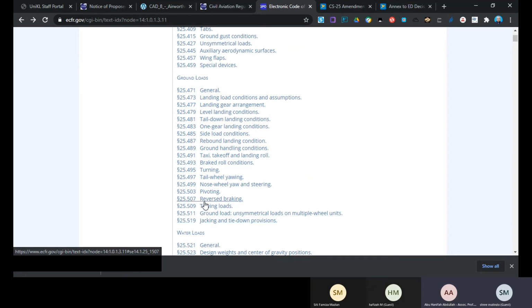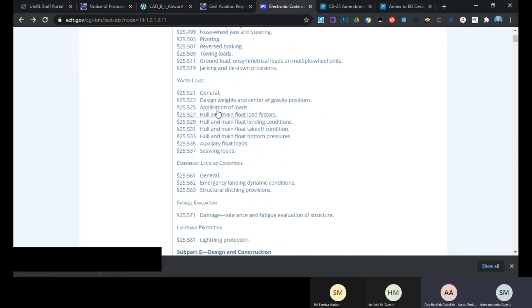Now, tow bar: if you have this tow-barless, you don't hook the aircraft directly to the tractor. You just grab the wheel, bring it up, and then push. There's still a load there because you load the whole nose gear. You're pulling it, so there is still a load that you have to design. You have to certify this load. Okay, so that is ground load.